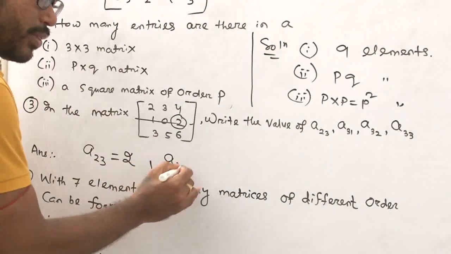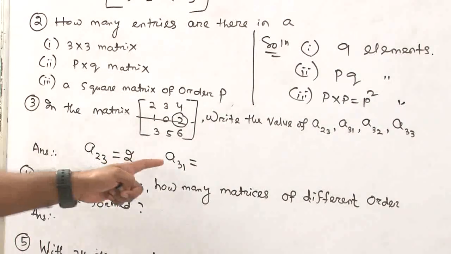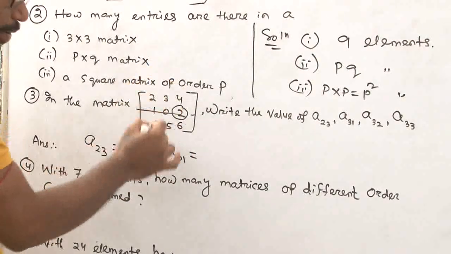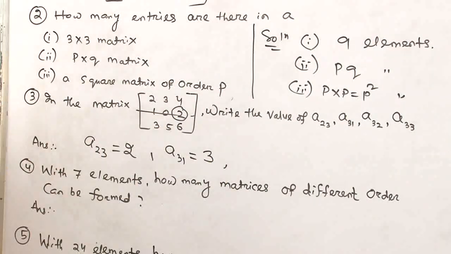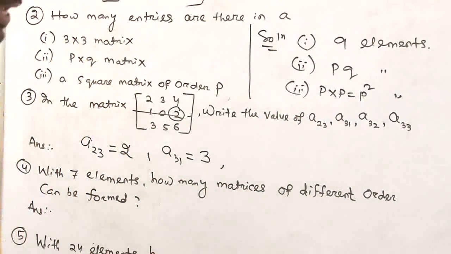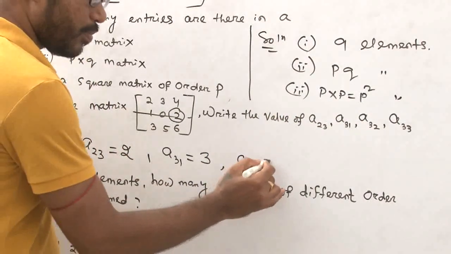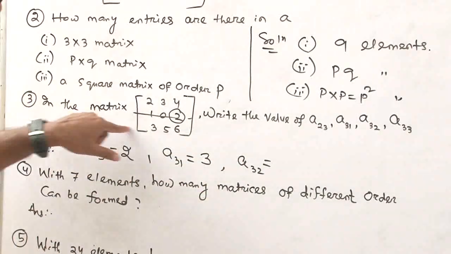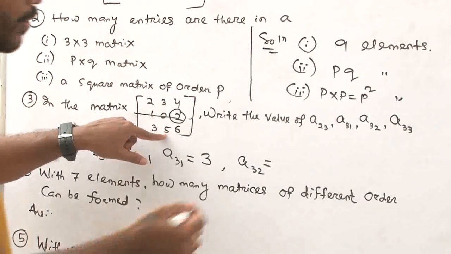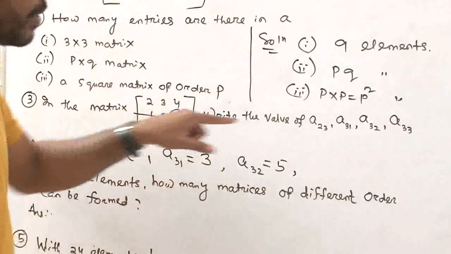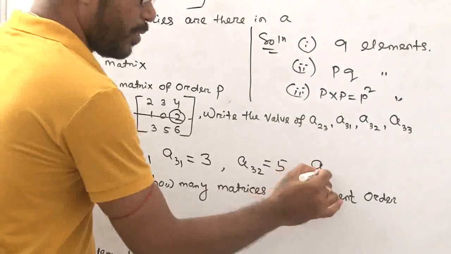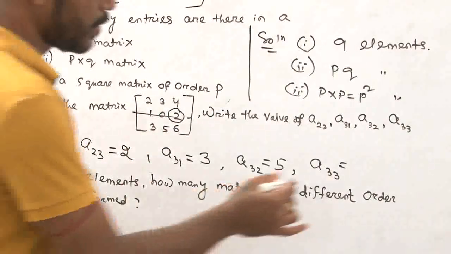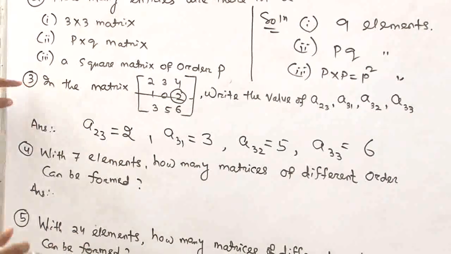Similarly, A31 means it is an element of third row and first column. Third row and first column, the value is 3. Similarly, the value of A32 means it is an entry of third row and second column. So third row and second column, the value is 5. Similarly, A33 means it is an element of third row and third column. The value is 6. So here is the solution of question number 3.